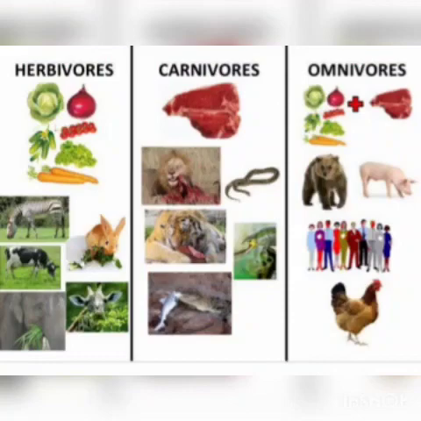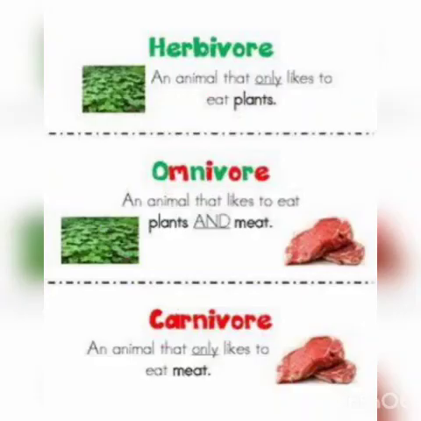Plant eaters such as goats, cows, camels, and other such animals are herbivores. Then flesh eaters such as tigers, lions, etc. are carnivores. Then the living organisms that consume both plants and flesh are known as omnivores. Like human beings are an example of omnivores. Understood? Now what are decomposers?